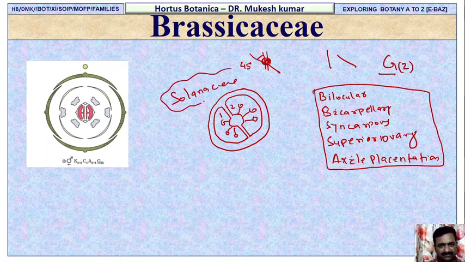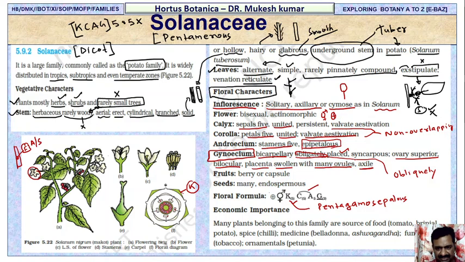In the slide of Brassicaceae we were discussing; you are confused. So this is Solanaceae. I think now that whole character is clear. How this is bicarpellary and bilocular, syncarpous, superior ovary, axile placentation. Characteristic features: the placenta is swollen, and due to this swelling, what happened? They are obliquely present. Isn't it? Yeah. So I think now it's very much clear. See, this diagram is also given like that.